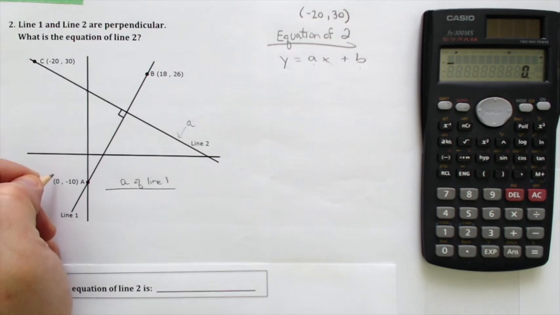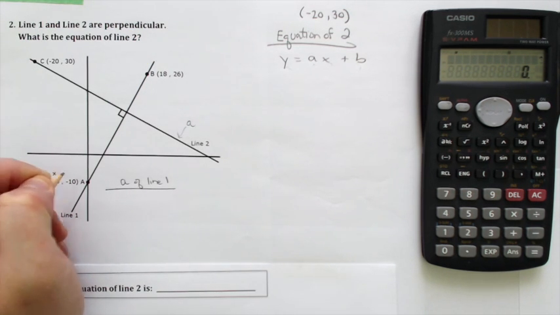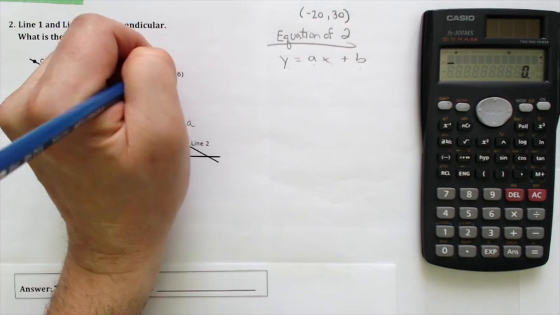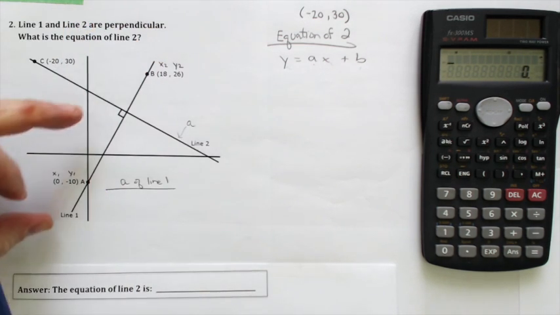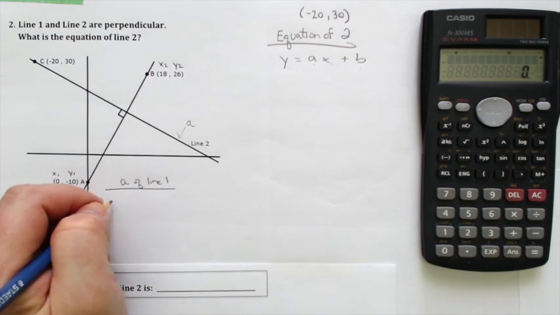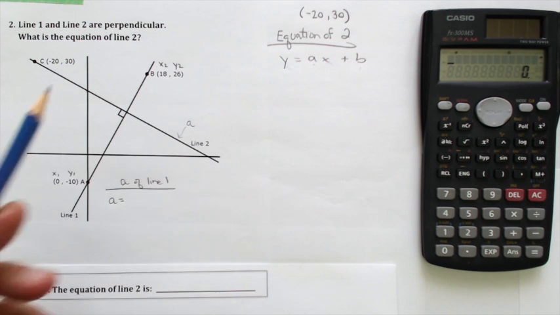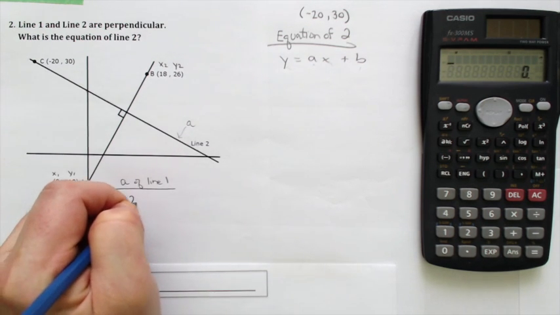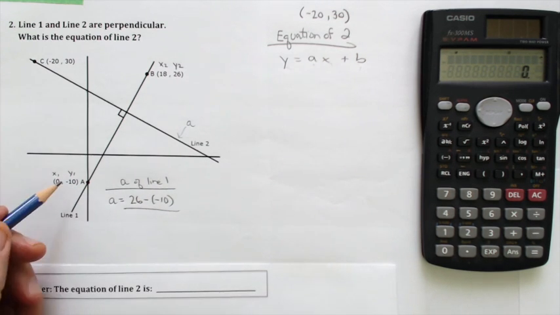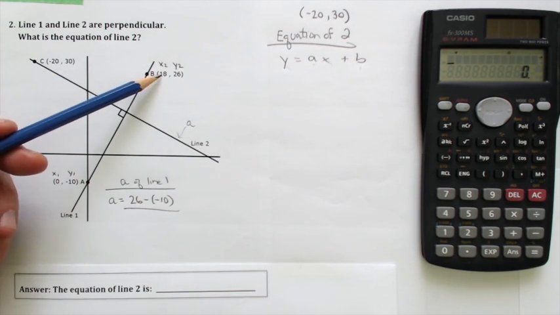So I'll call this x1 and y1, and I'll call this x2 and y2. I'm going to use the 2 points on line 1 to calculate the slope of line 1. A is equal to 26 minus negative 10. Watch that double negative there. Over 18 minus 0.